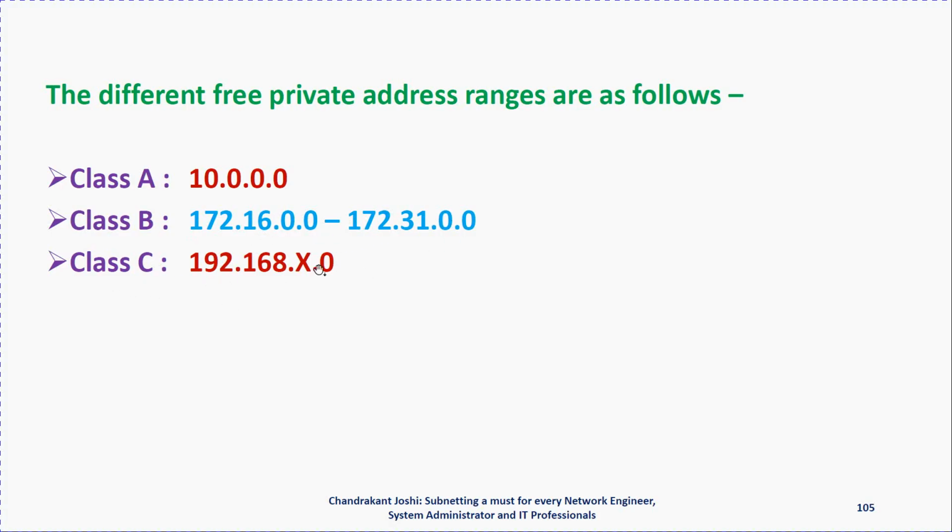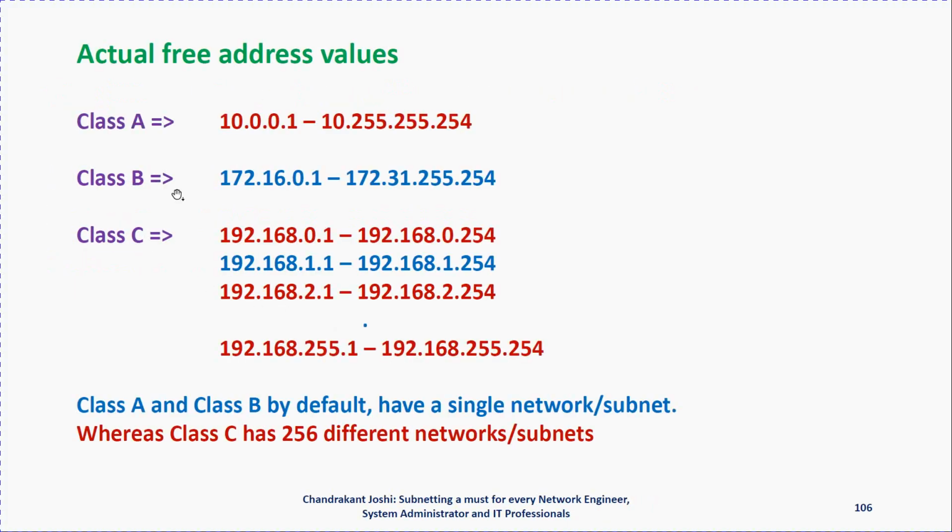For class C, we have /16. So class A is /8, class B is /12, but while doing the calculations we use /16 only, and in class C while doing the calculations we use it as /24 because this octet has 256 different values. Let me show you in the next screen.